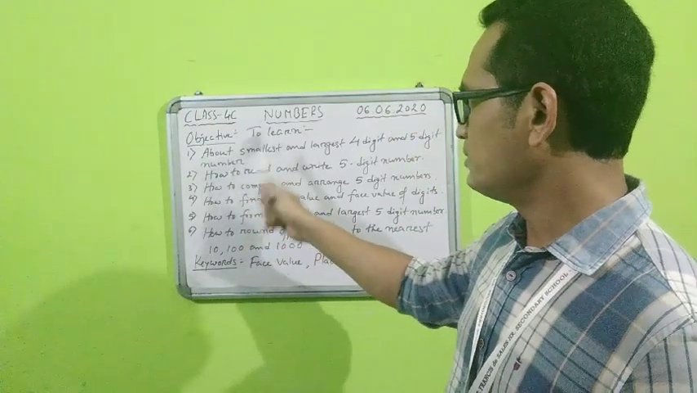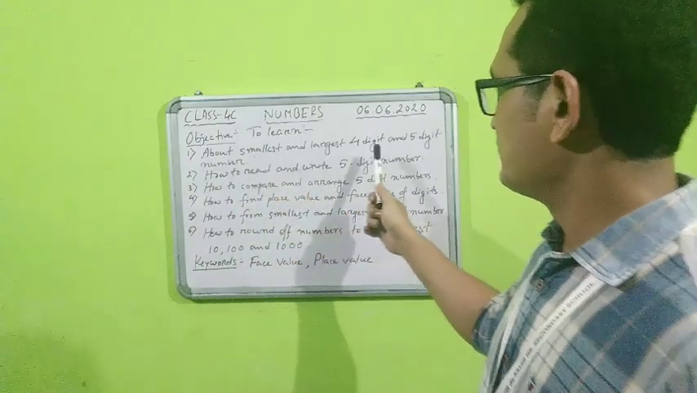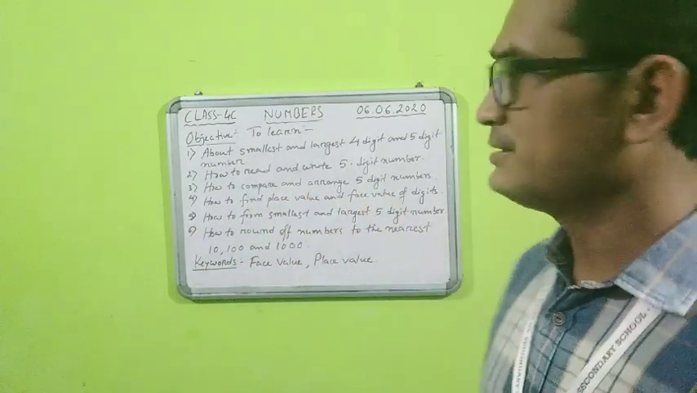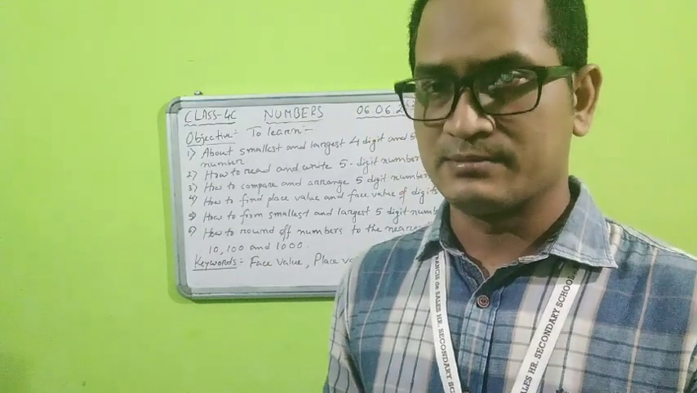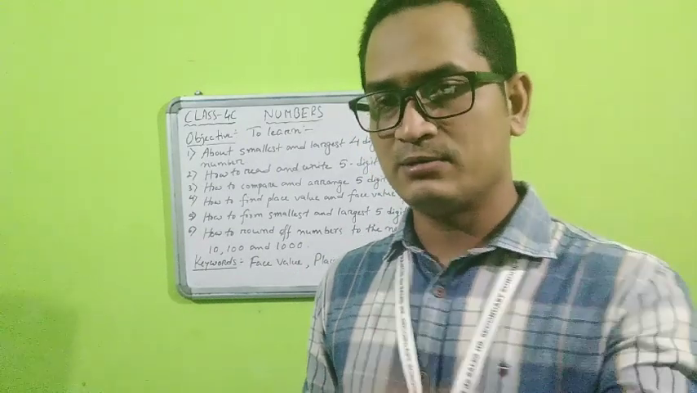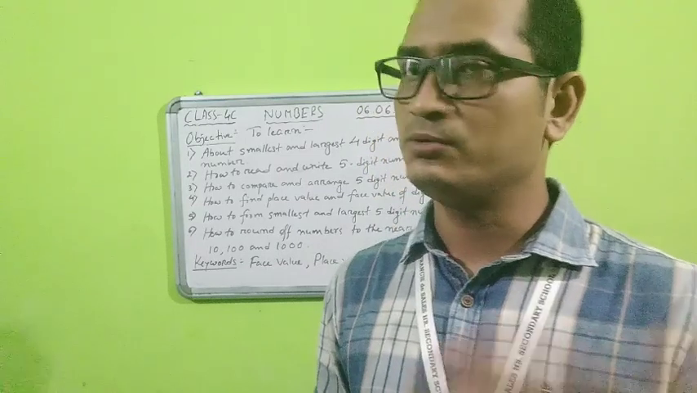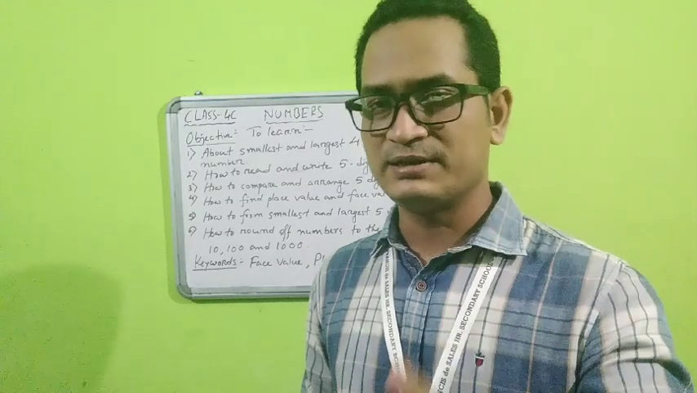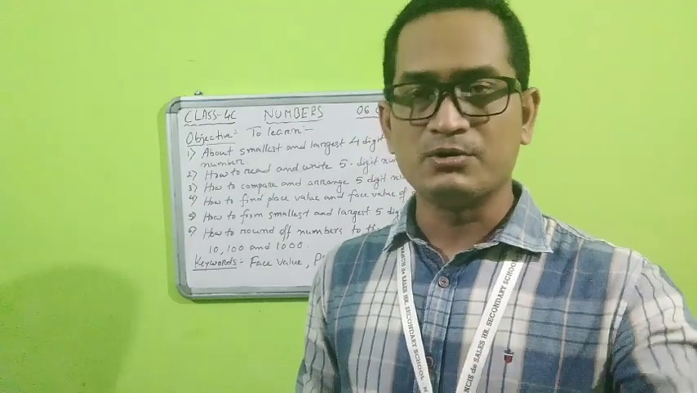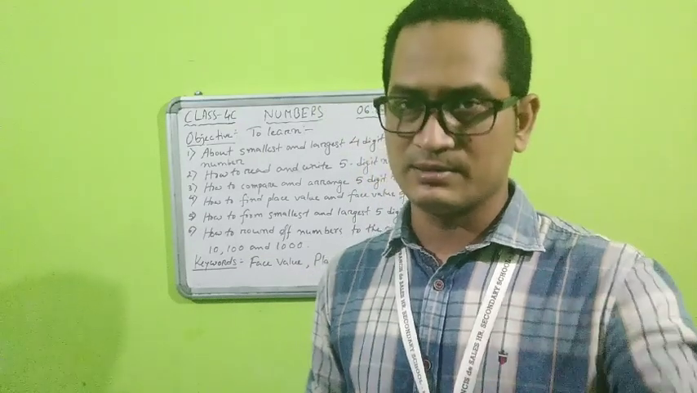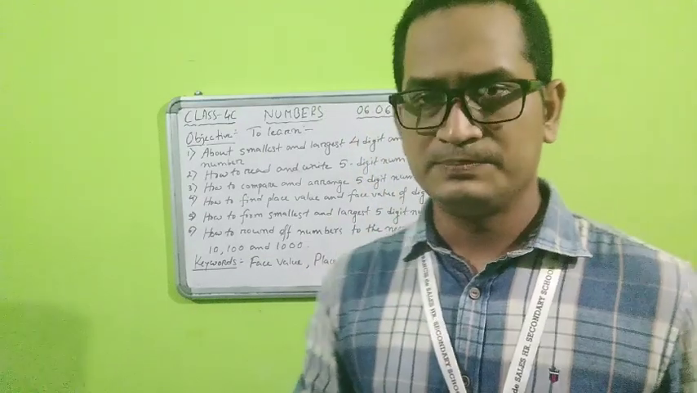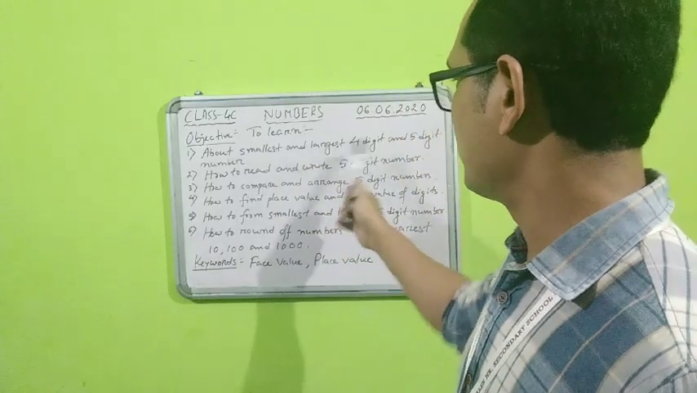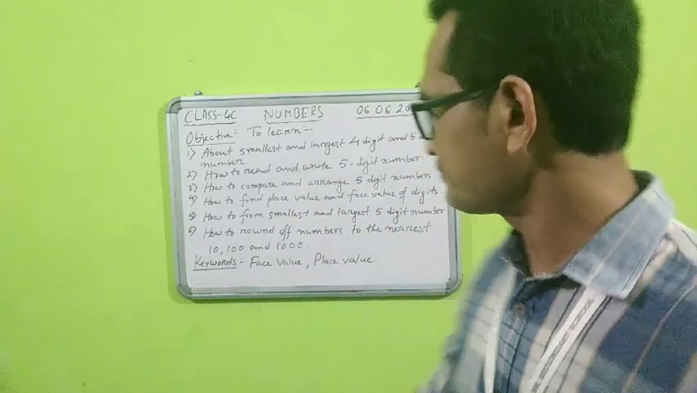Number 1, it is to learn about the smallest and largest 4-digit and 5-digit numbers. That means which are the smallest and greatest 4-digit numbers and also 5-digit numbers. You got the 4-digit number earlier, that is the 1000 place, in class 3. Now this time you are going to get a 5-digit number. Fine. So that's why smallest and largest 4-digit and 5-digit.